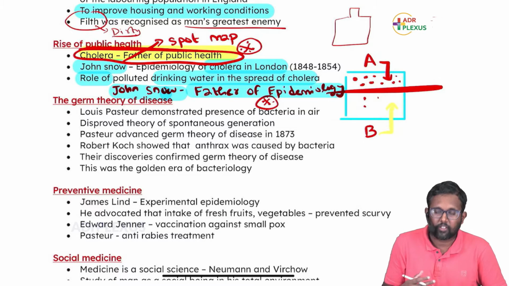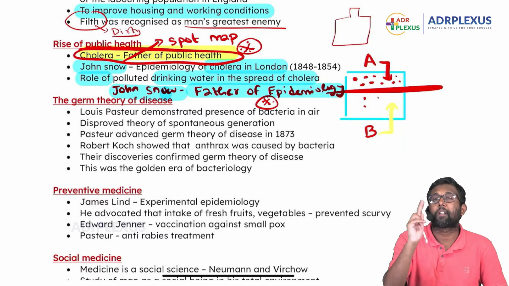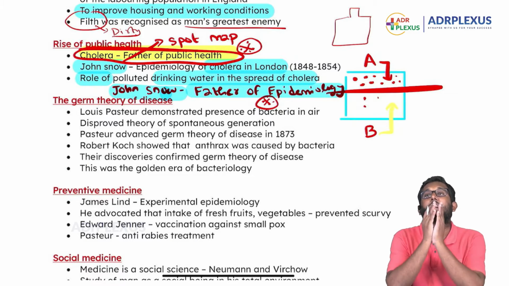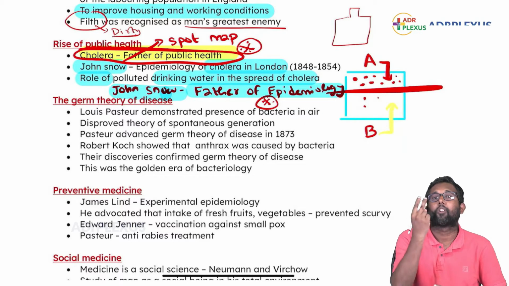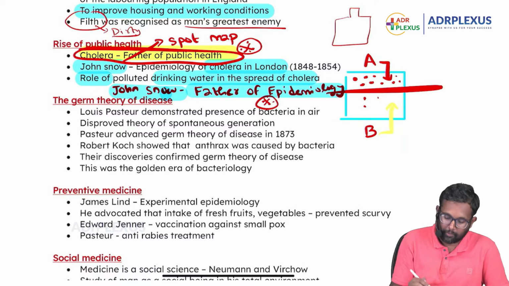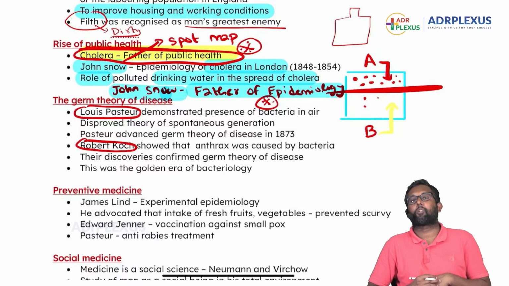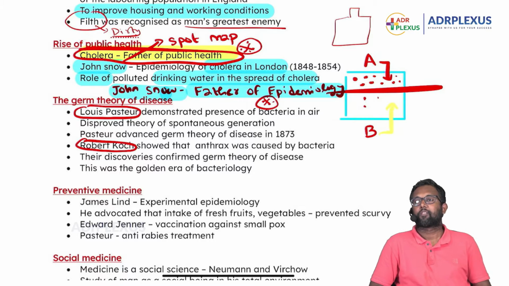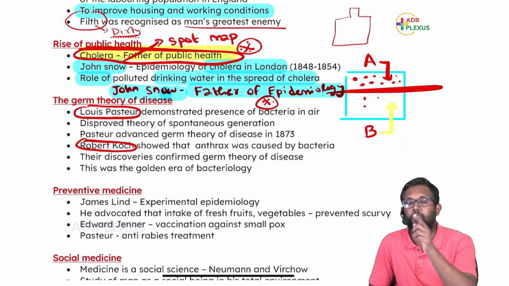Next, germ theory of disease. Slowly many people got diseases. Mainly two persons are responsible for investigating various types of microbes: Louis Pasteur and Robert Koch. Out of these two persons, who got the Nobel Prize? Robert Koch or Louis Pasteur? Come on guys, take a guess. Yes, good. Koch.